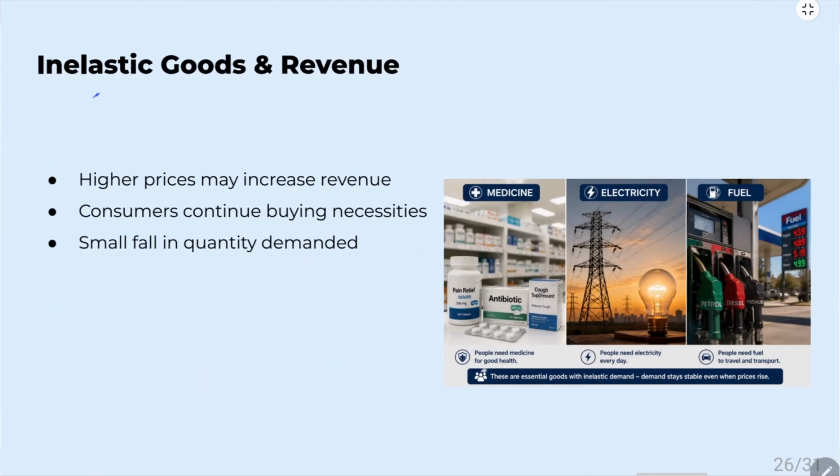Inelastic goods and revenue. For inelastic products, increasing price often increases total revenue because consumers continue purchasing the product despite higher prices. Quantity demanded falls only slightly, so the higher price usually increases the firm's overall revenue. For example, consumers still need products such as medicine, electricity, and fuel in daily life. Even when prices rise, demand usually remains relatively stable. This is why firms selling inelastic products may sometimes increase prices to raise total revenue.